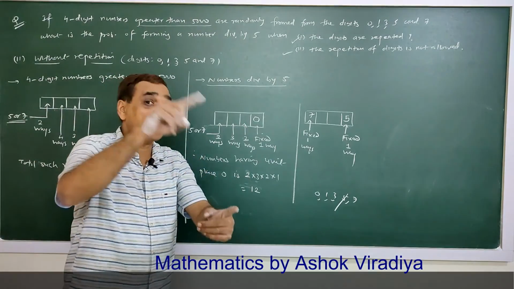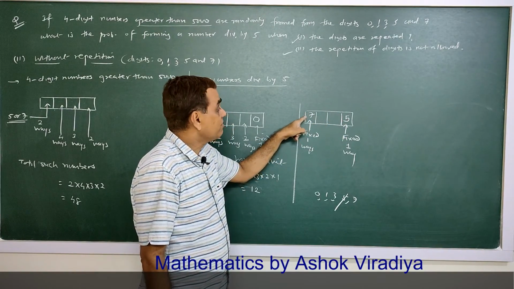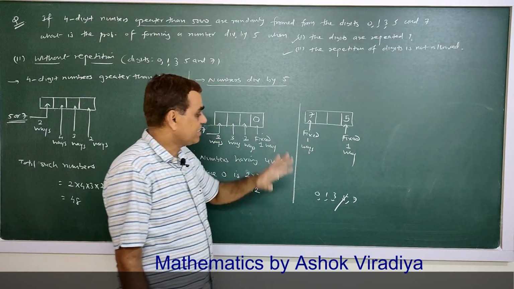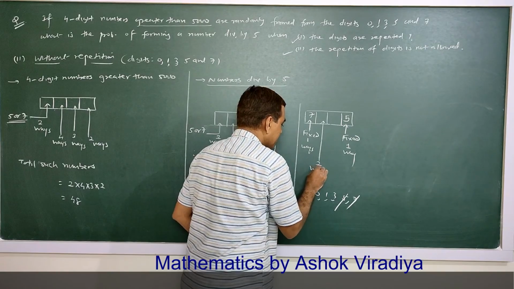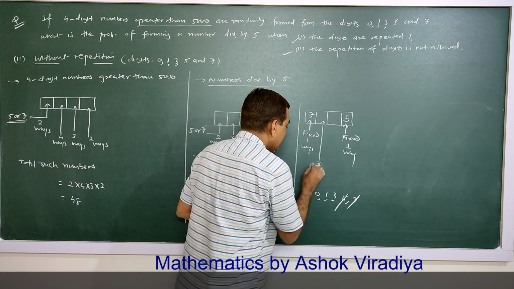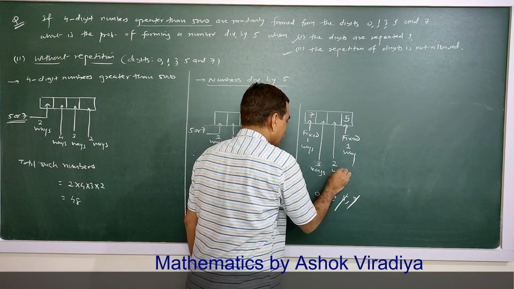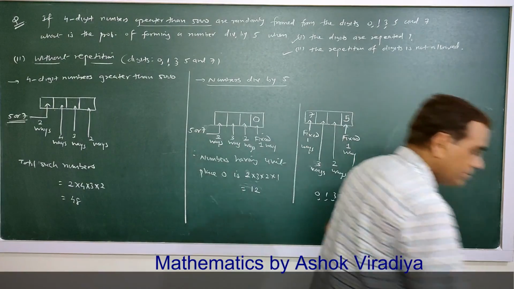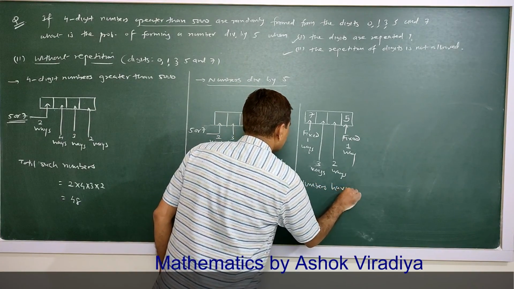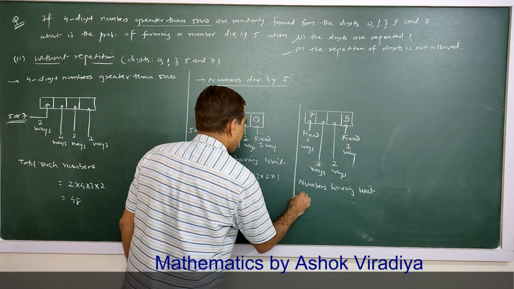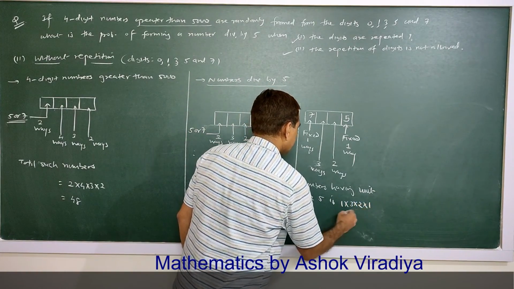Because we want a number more than 5000, here 5 or 7 is allowed. But 5 is used in unit place, so we can't repeat 5. So for this place only 1 digit is left. That is fixed, 1 way. 7 is used. Now 3 digits are left. So this is by 3 ways, and this is by 2 ways, 1 by 1. So total number of such numbers, therefore, numbers having unit place 5 is 1 into 3 into 2 into 1, that is 6.